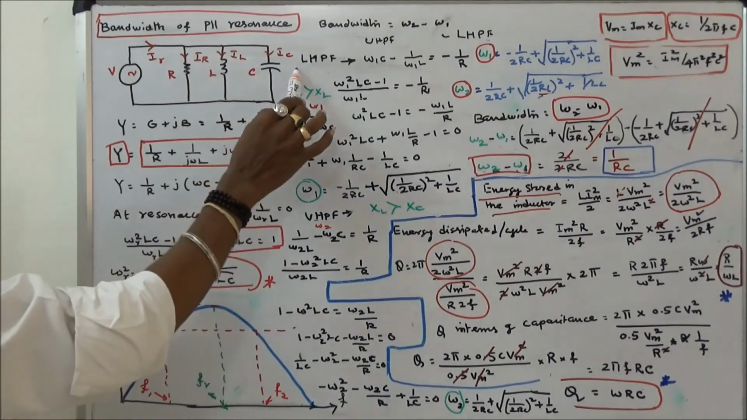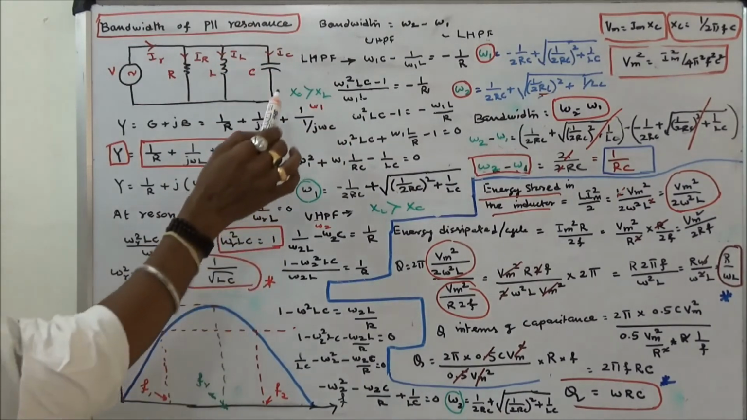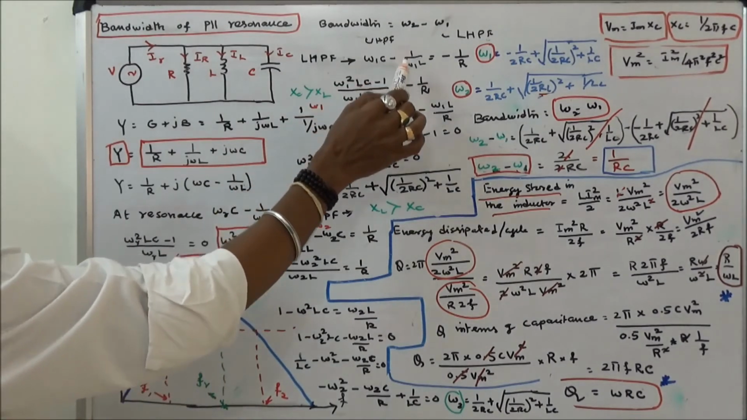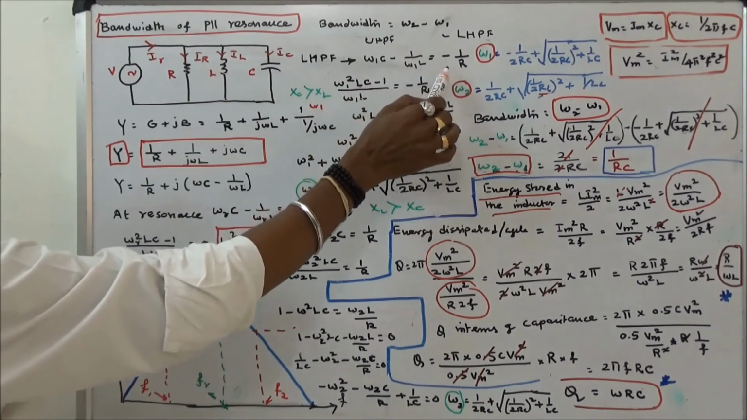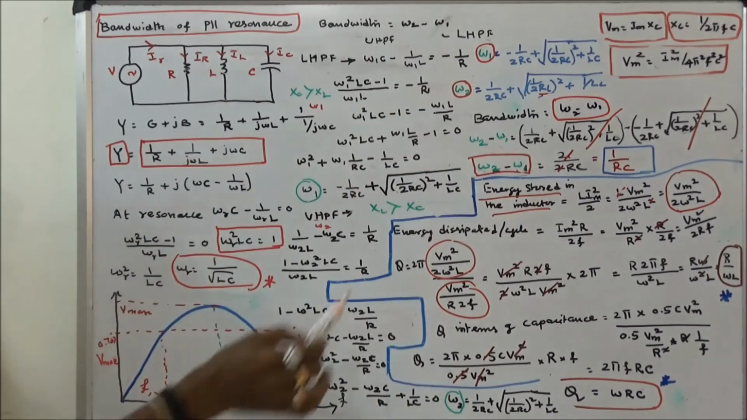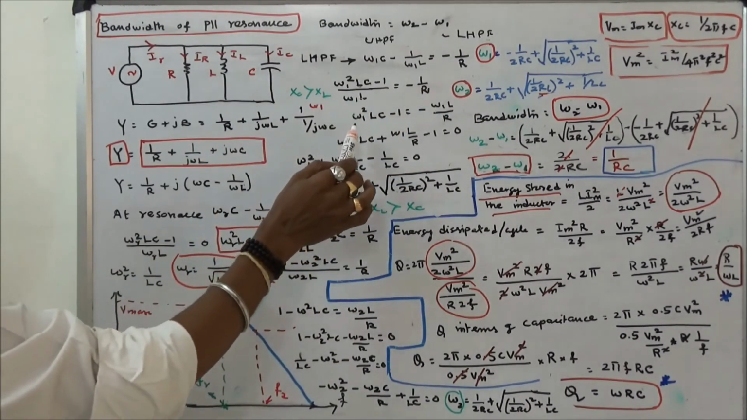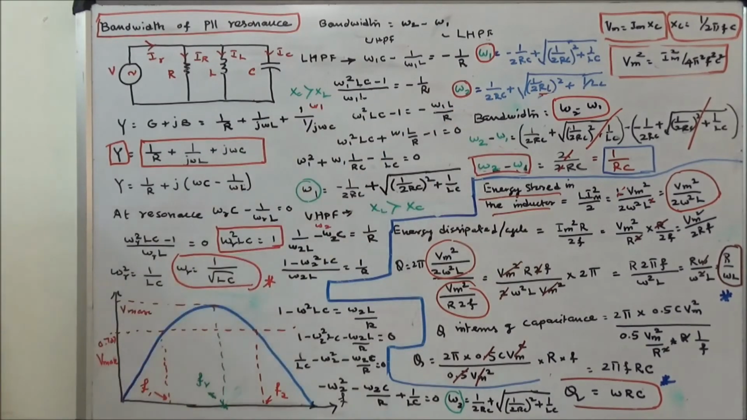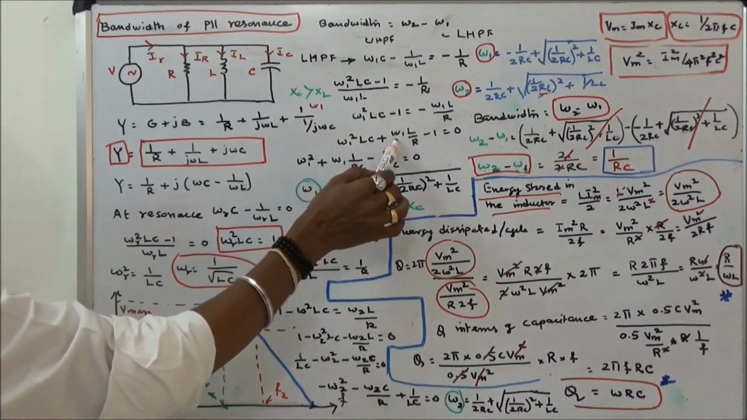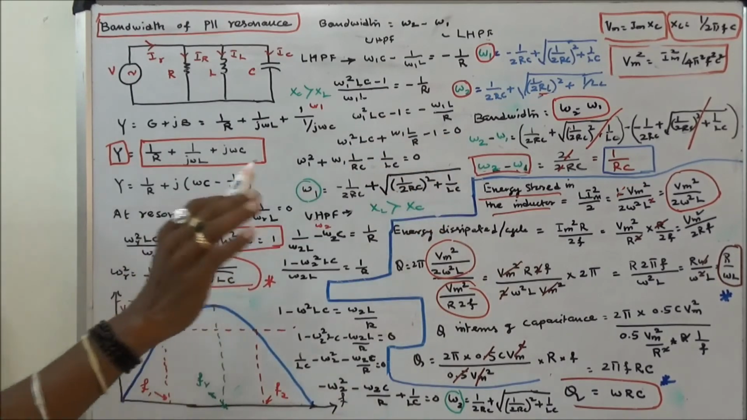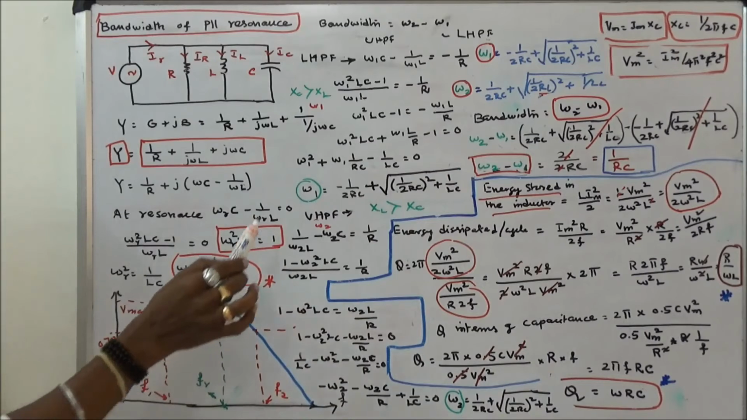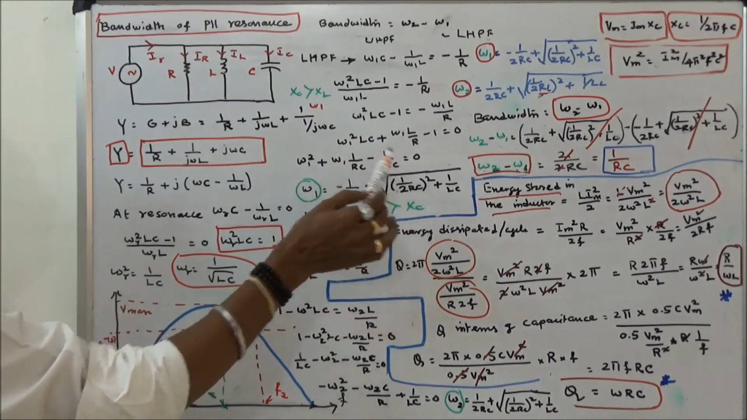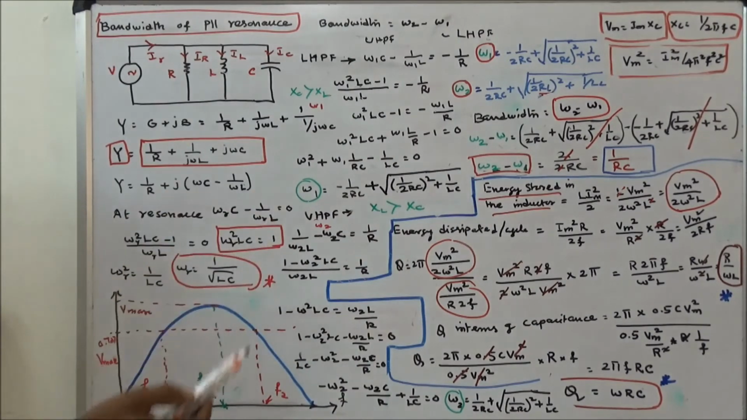First we calculate the lower half power frequency. Here Xc is greater than XL. Therefore, omega 1 into C minus 1 by omega 1 into L is equal to minus 1 by R. I simplify the equation. Omega 1 square into LC minus 1 is equal to minus omega 1 into L by R. So, omega 1 square LC plus omega 1 into L by R minus 1 is equal to 0. I divide both sides by LC. Therefore, I got a quadratic equation: omega 1 square plus omega 1 into 1 by RC minus 1 by LC is equal to 0. I got two roots.